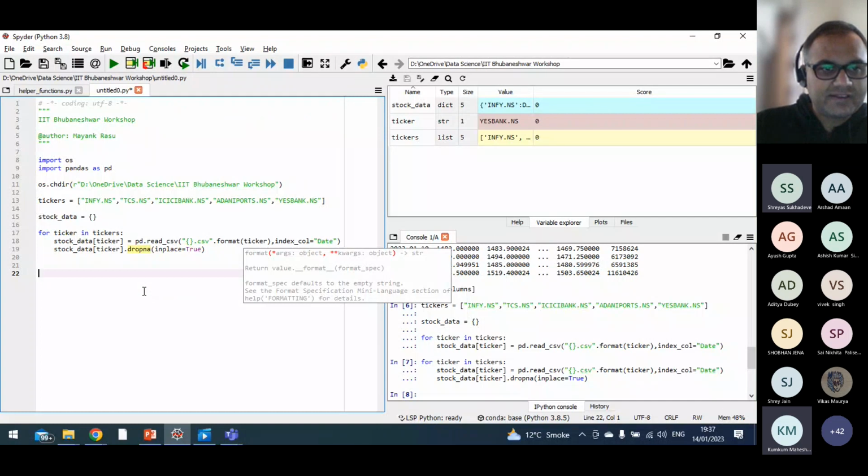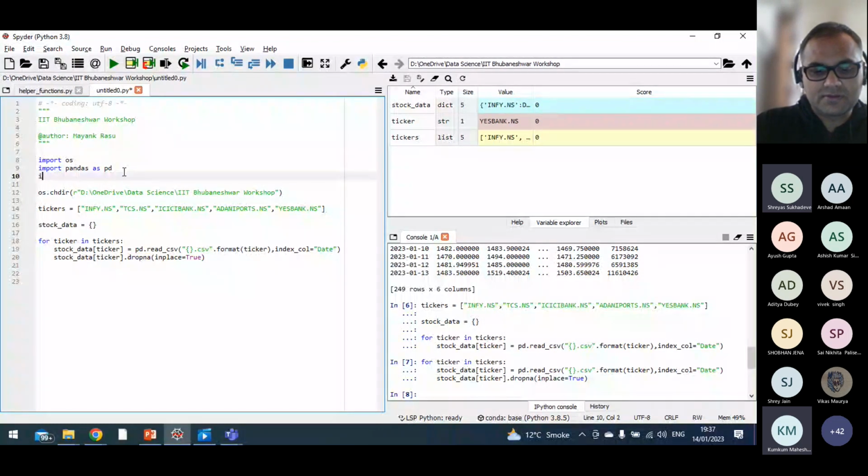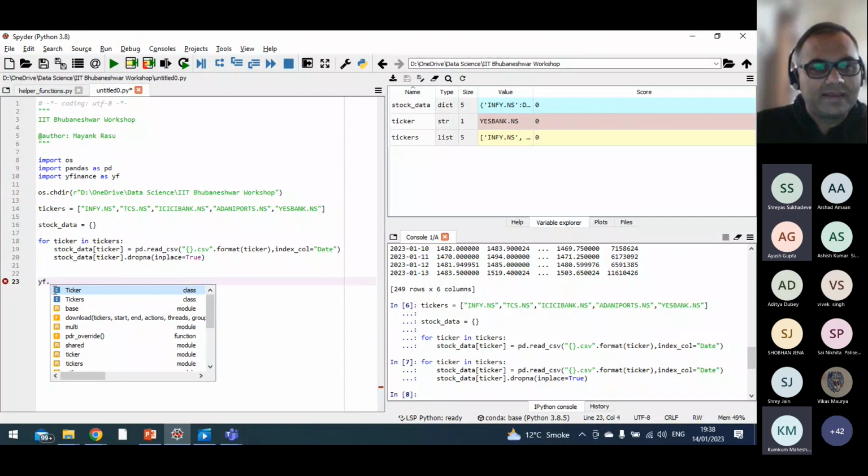So there is a very good library called yfinance. So import yfinance as yf. You will have to install this using, again, pip install yfinance. What yfinance does is that it lets you import the same data that you did without going into Yahoo Finance or any other portal and then downloading the CSV or an Excel format. It directly gets the data from the server of Yahoo Finance.